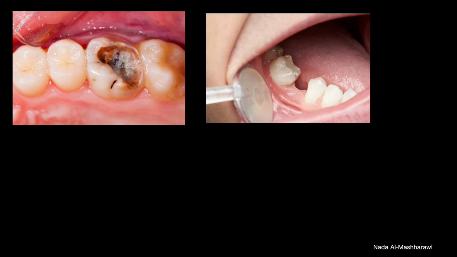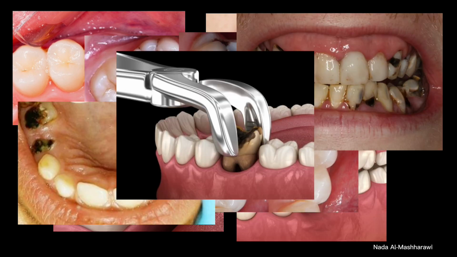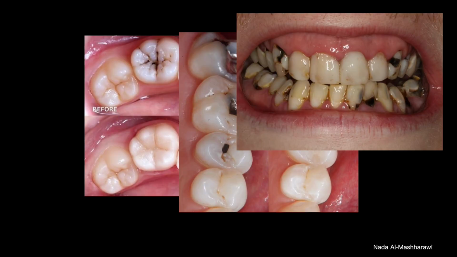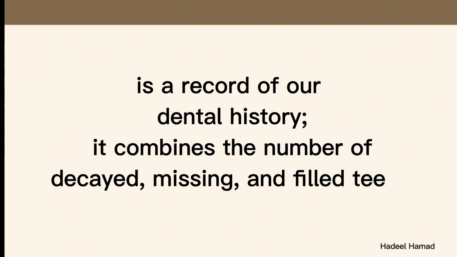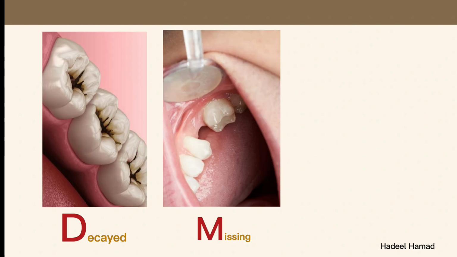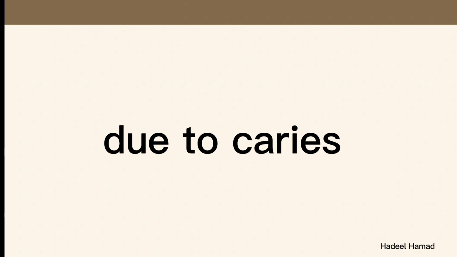As dentists, we don't just see cavities or gaps. We read a history etched in teeth. The DMFT score is a record of our dental history. It combines the number of decayed, missing, and filled teeth due to caries.